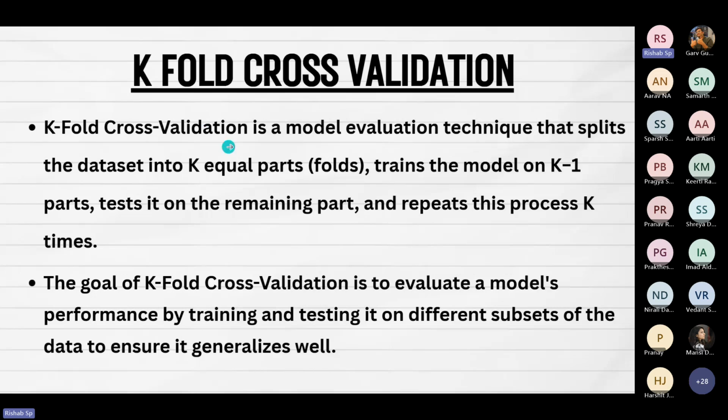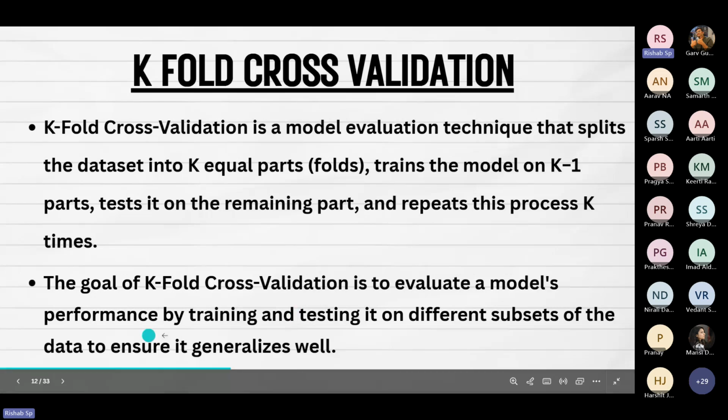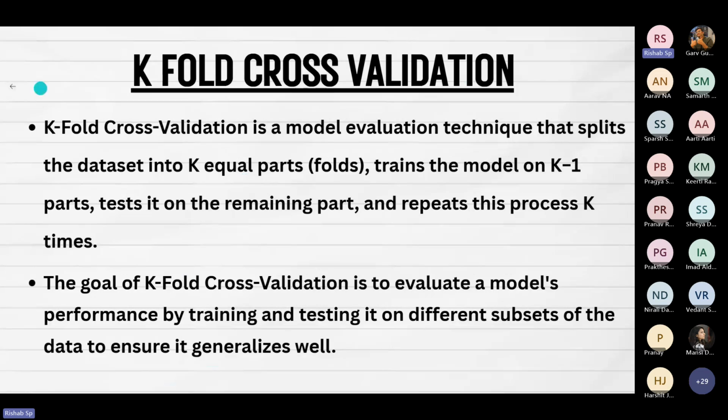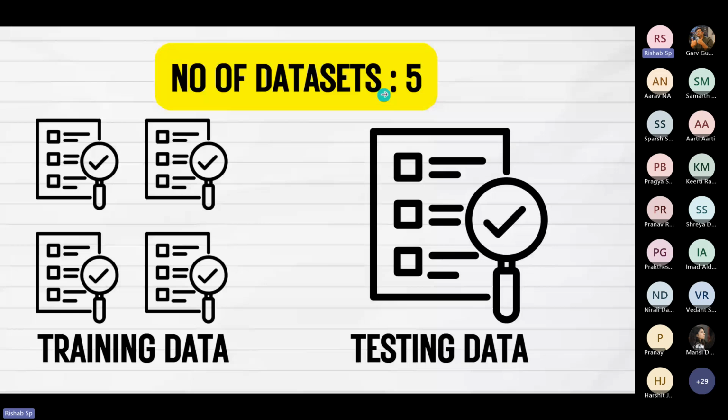K-fold cross validation is a model evaluation technique that splits the data into K equal parts and trains the model on K minus 1 parts. Make it simple: you have data, you divide it into 2. One you use for training, the other one you use for testing. That's it. The goal is to evaluate the model's performance. We have discussed cross validation in module 1 and module 2. This is k-fold cross validation, where the number of data sets is fixed: k equal parts. Here we have 5 data sets, so k minus 1 is 4 data sets that we are using for training.